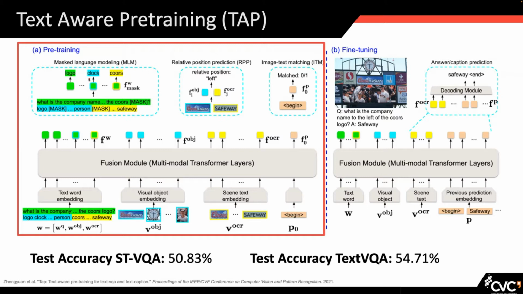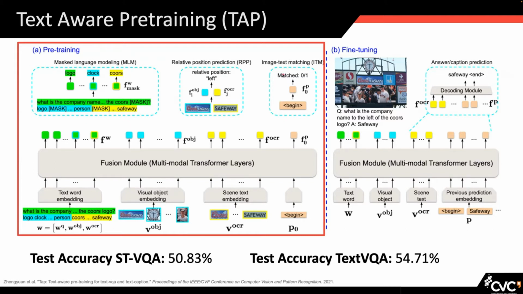On top of this masked language modeling, they also use image-text matching with relative position prediction, where if there are two OCR tokens, you say which one is left of which and which one is right of which, or which one is up or down of which. Okay, so you're basically forcing the model to learn a little bit of spatial information.